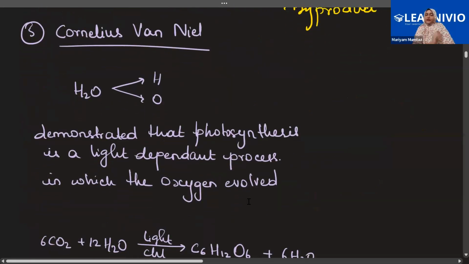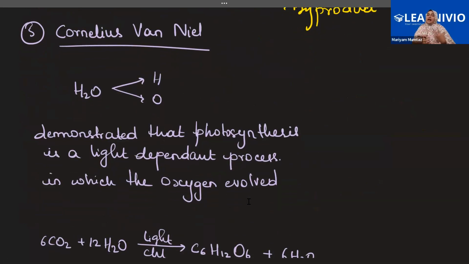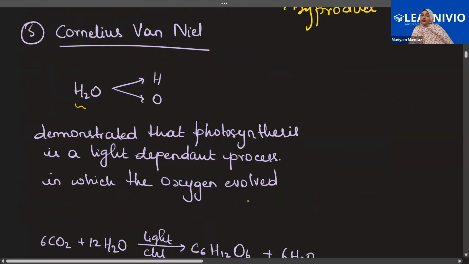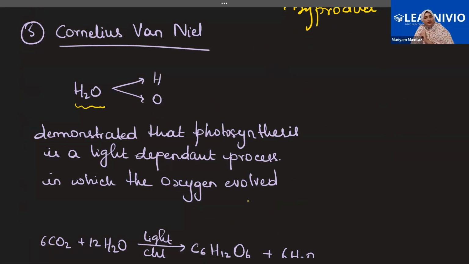Okay. Then comes Cornelius van Niel. Now, he is the person who said that the oxygen which comes as a byproduct of photosynthesis is coming from the splitting of the water molecule. Earlier people used to think that O2 comes from CO2, but no, that's not the case. He demonstrated that photosynthesis is a light-dependent process, meaning during photosynthesis, light is extremely important.